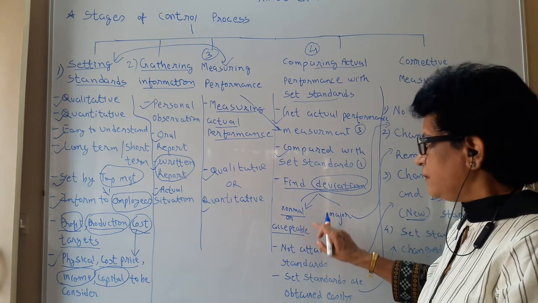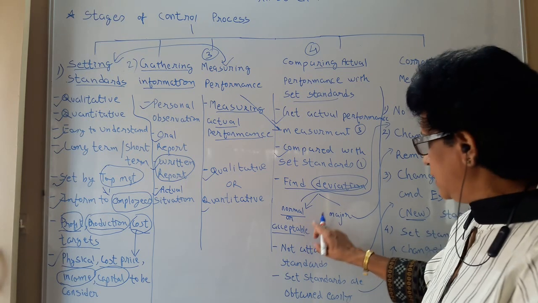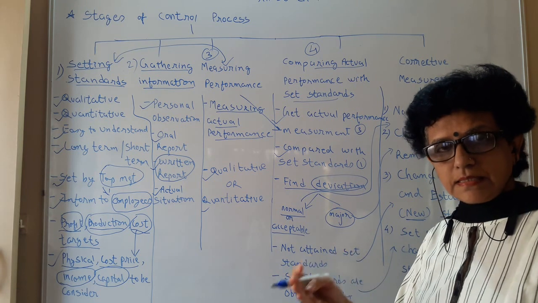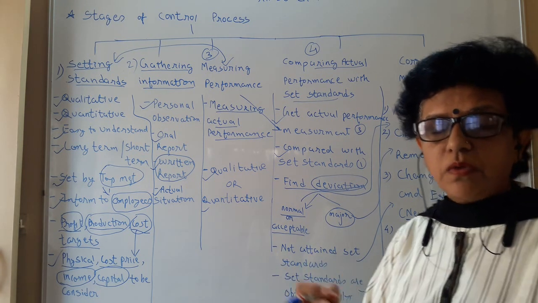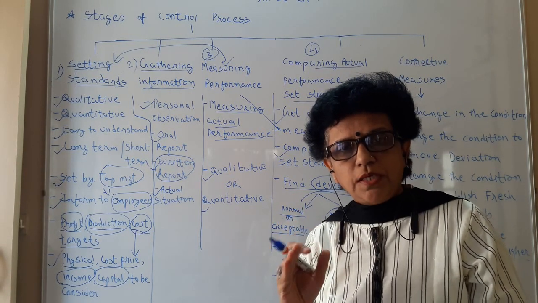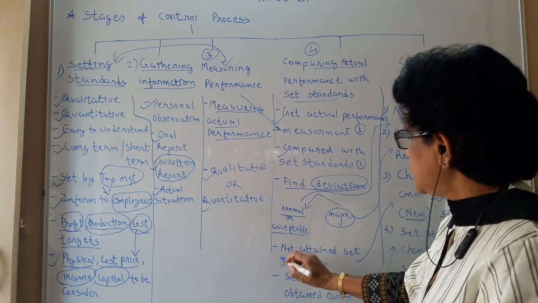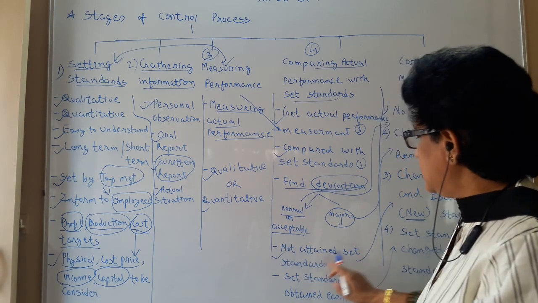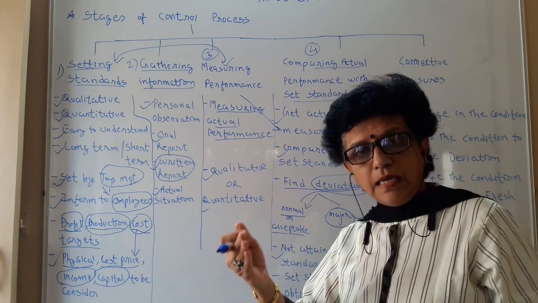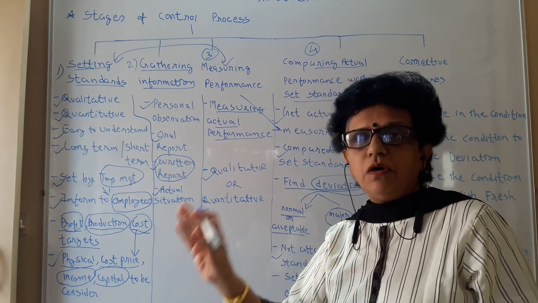This may be there, then there is no need for us to do much. It's acceptable. If it is a major deviation, if you find that there is a drastic change in the result from what we are looking for, it means you need to worry about it and think about it. So two types of deviations you will find. The next is that the set standard is not attained. Sometimes it is possible that what you have asked for, they are not even nearby, not attained at all.